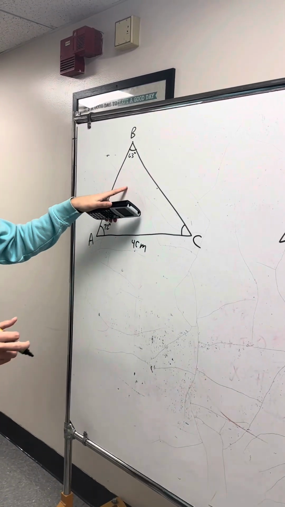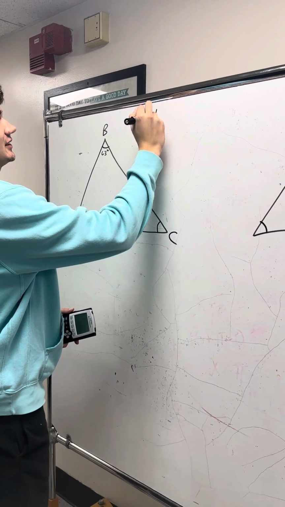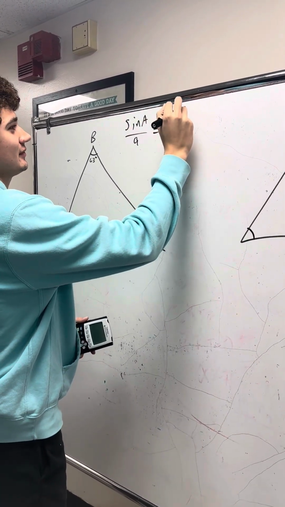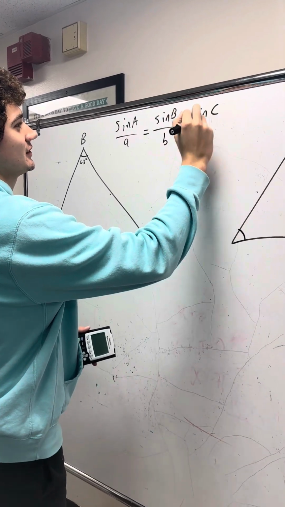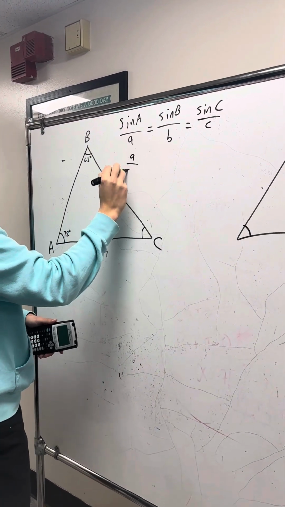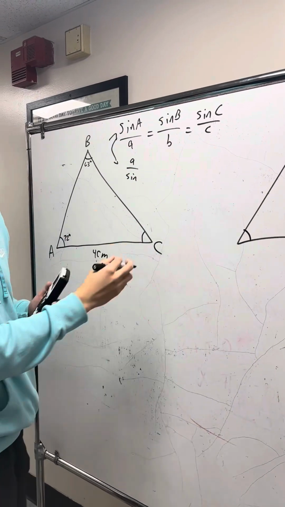This is the first problem. So then I start with the formulas. Sine of A over A equals sine of B over B, and that equals sine of C over C. You could also flip it and do A over sine of A, but that works for all of them. I'm not writing that out.